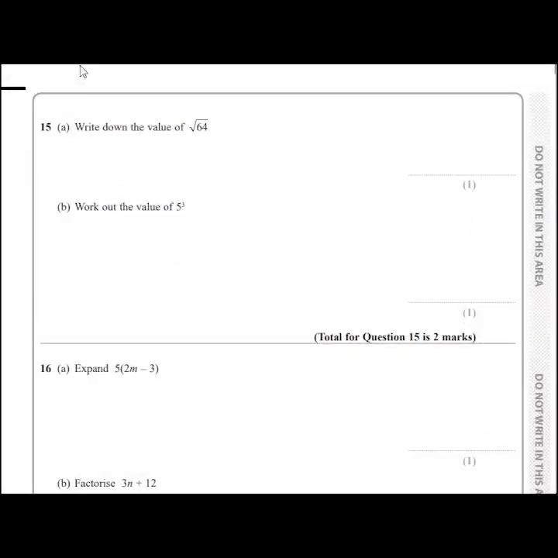Right, now on to question 15. For this one, this is really a case of knowing your times tables. So what's the square root of 64? So we're interested in square numbers here. So the answer is 8, but how do we get to that?